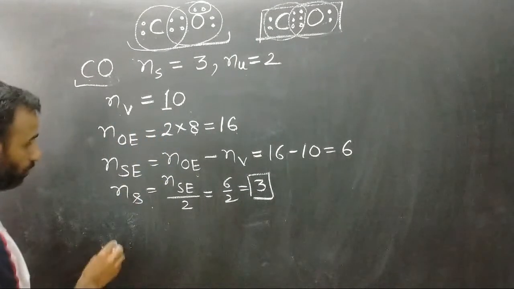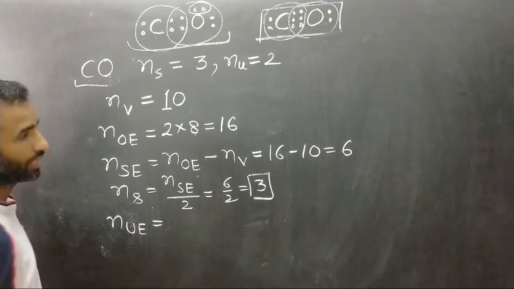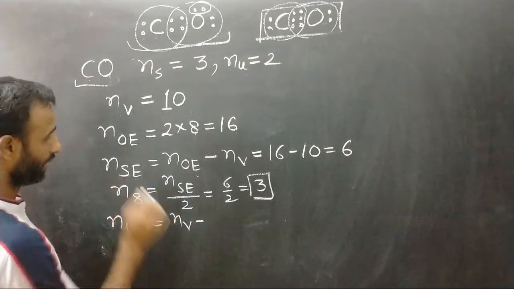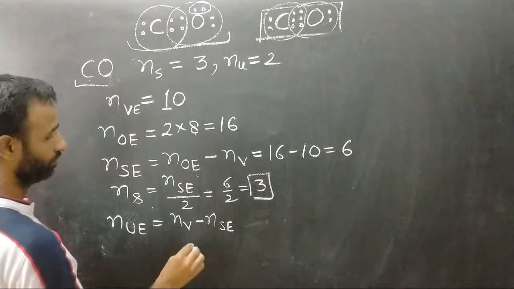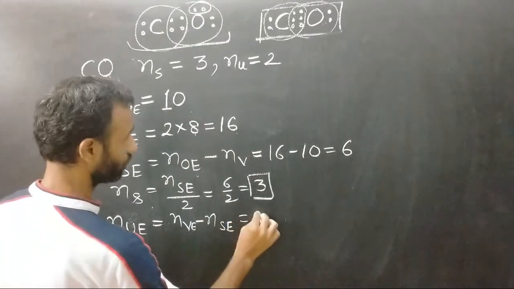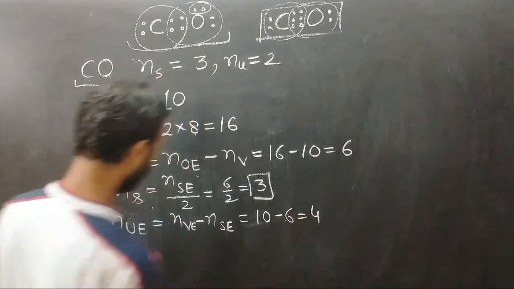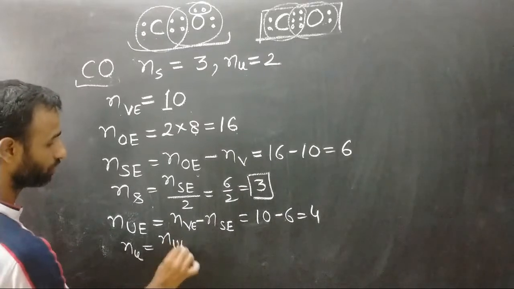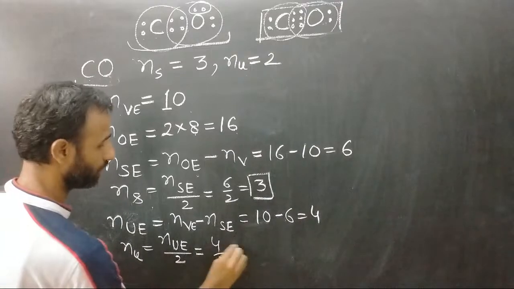Now unshared electrons equal valence electrons minus shared electrons. So 10 minus 6, that is 4. So unshared pairs equal unshared electrons divided by 2. So that comes out to be 2.